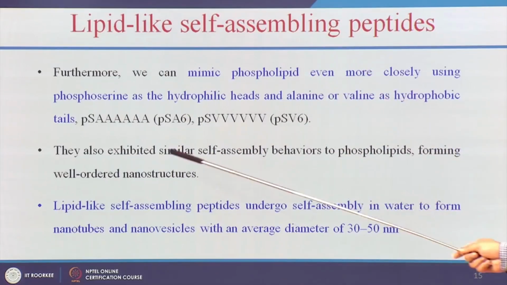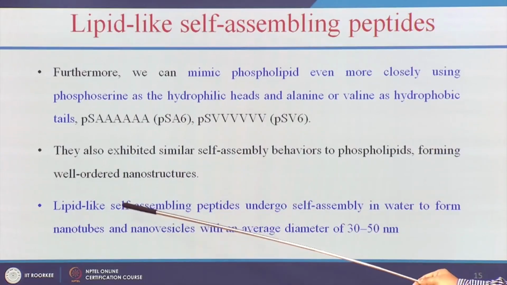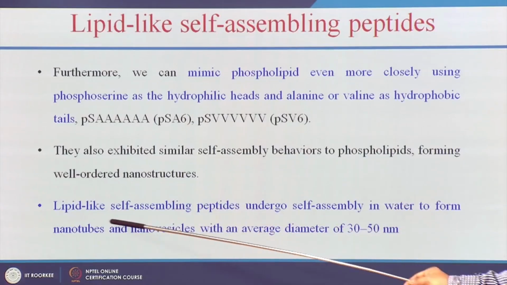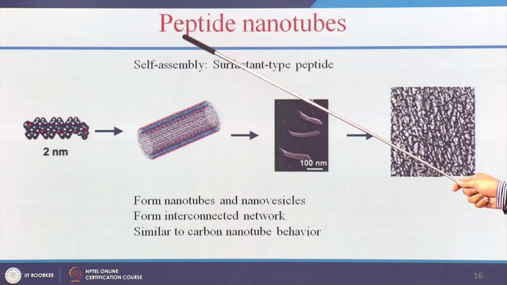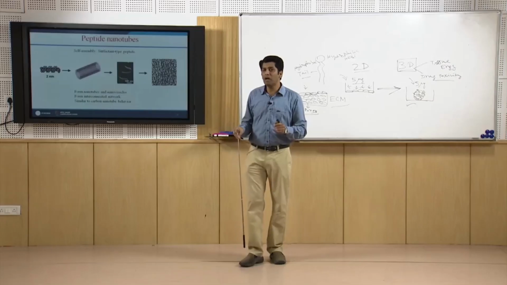They also exhibited similar self-assembly behavior to phospholipids, forming well-ordered nanostructures. These lipid-like self-assembling peptides undergo self-assembly in water, and can form nanotubes as well as nanovesicles with an average diameter of 30 to 50 nanometers. Let us see another example of how to make peptide-based nanotubes. Using these peptides we can make nanotubes or nanovesicles, similar to carbon nanotubes. The advantage here is that this is a highly biocompatible nanotube.